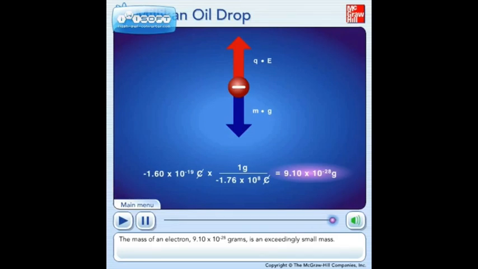That's an understatement. Exceedingly small.